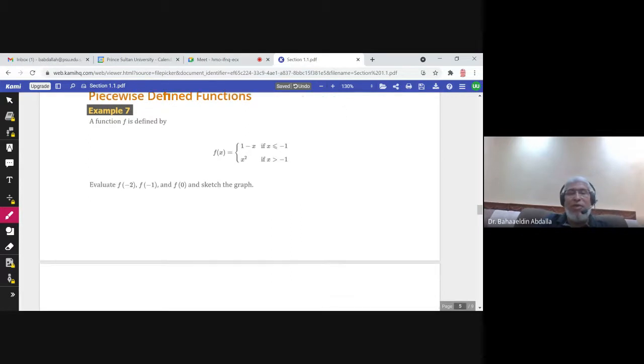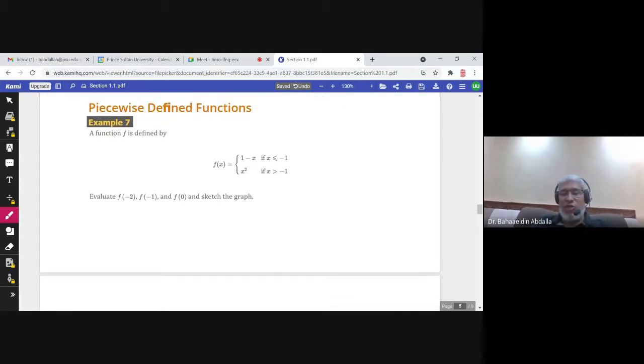Now, what about what we call piecewise functions? Piecewise functions are functions that have more than one definition. So, for example, this f of x has two definitions. It is defined as 1 minus x if x is less than or equal to -1, and it's defined as x squared when x is greater than -1. So there are two definitions according to these conditions.